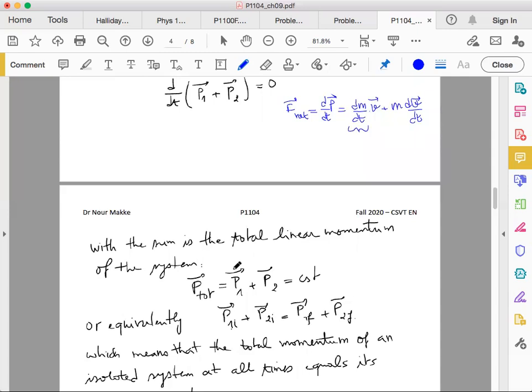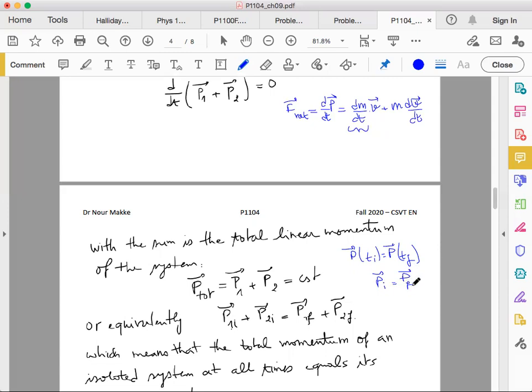So equivalently, we can write down p total is constant, where p total is the summation of the linear momentum of every particle in the system. And when we say that it is equal to a constant, that means if we look at any two times, let's say at initial time ti and final time tf, we will find that p at initial time ti is equal to the linear momentum at a final time tf. So in other words, we can write down that p initial is equal to p final.